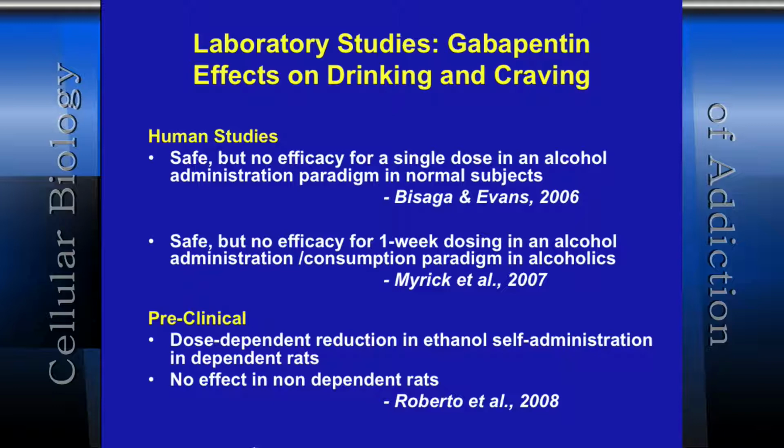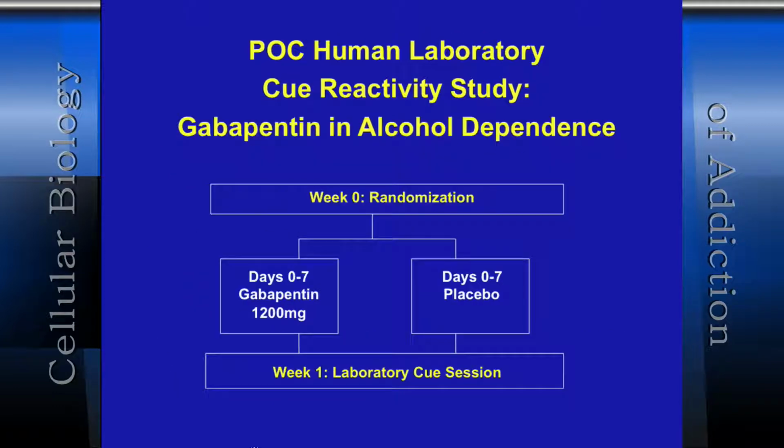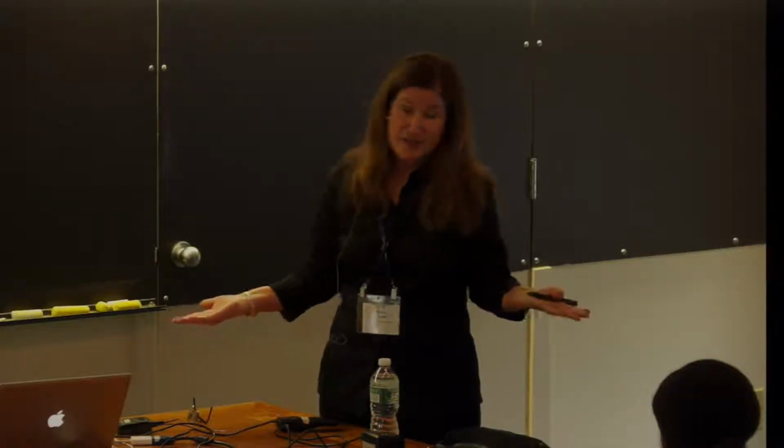And combined with Marissa Roberto's promising findings, we decided to go ahead and do a human laboratory study of 1,200 milligrams a day. I basically called up the medical officer for gabapentin at Pfizer and asked what dose they would recommend, and they said, if you don't get a signal at 1,200, you probably won't. So with 1,200, and 1 week of administration, and then the Q session.